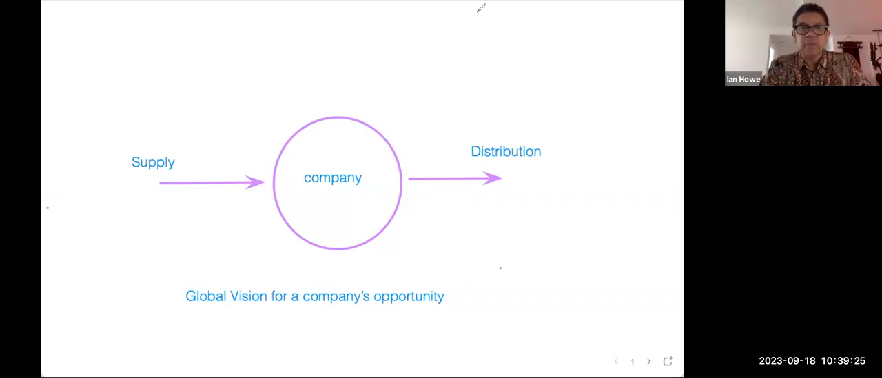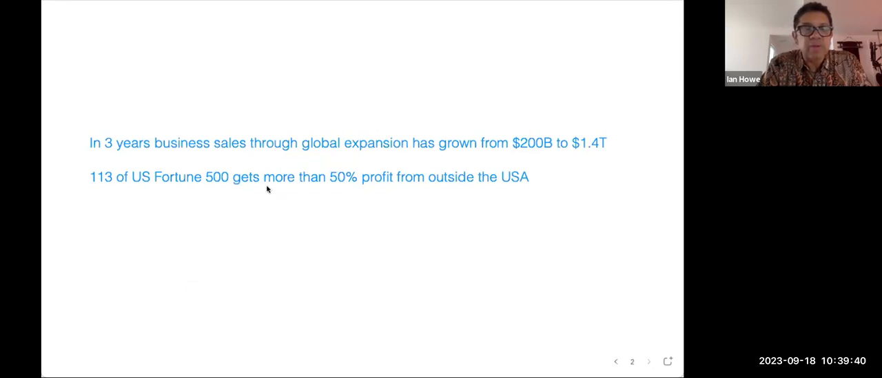So in the textbook, they made reference to actual numbers. I started to write some of this. There it is. Right, so in 3 years, business sales through global expansion has grown from 200 billion to 1.4 trillion. That's ridiculous. That's a huge number. So when you look at businesses in different industries, right?